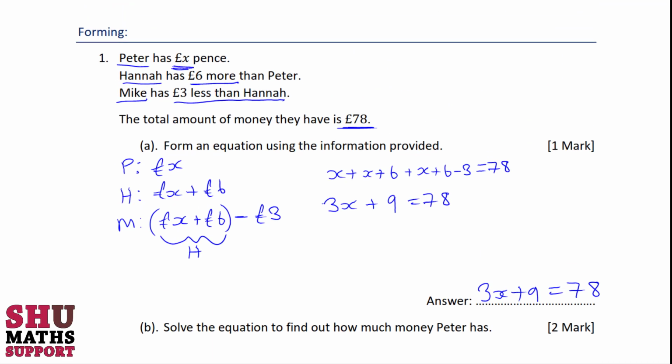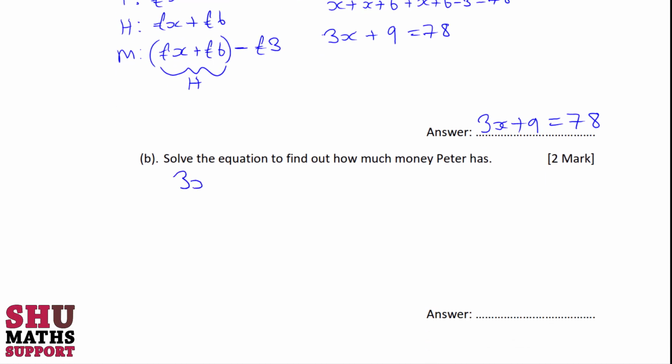So remember that Peter has X amount of pounds, so the amount that Peter has is actually the value of X. So if we have 3x plus 9 is equal to 78, we essentially just want to solve for x at this point. So we can subtract 9 from both sides to isolate the variable term. So we have 3x plus 9 minus 9, which is obviously 0, is equal to 78 minus 9, which is equal to 69. And then we want to divide both sides by 3 to get x on its own.